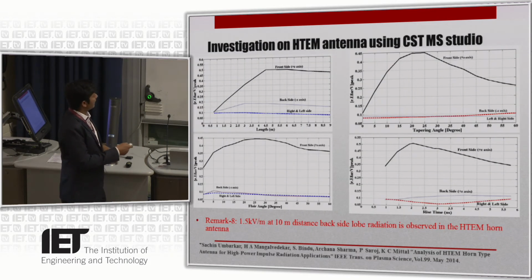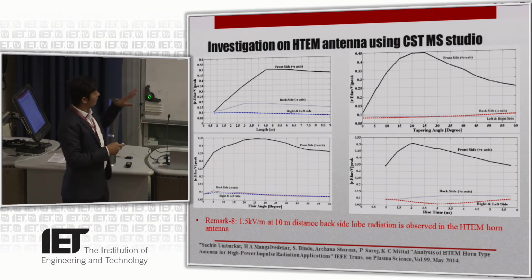So after doing a significant analysis on the TEM horn antenna, it is observed that there is significant backside lobe radiation. It is playing a major role, and it is directly affecting the front side radiation of the antenna. Also there are side lobe radiations from the left side and right side. That's why the gain never crosses 0.5. The gain is calculated by using this formula: RE far by V peak.